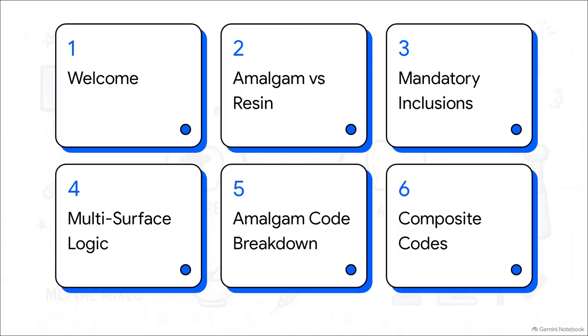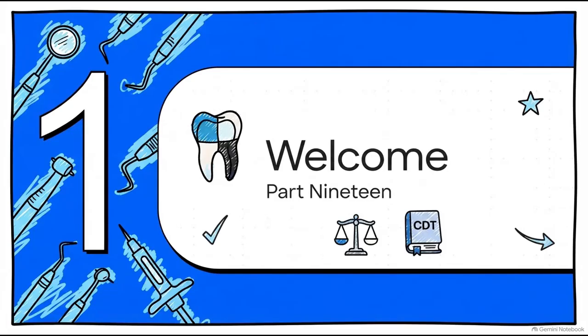Here's a quick look at our strict, rule-based agenda for this session. First, a welcome to Part 19. Then we'll break down amalgam versus resin composites, hit the mandatory inclusions rule, unpack multi-surface coating logic, and wrap it all up with an amalgam code breakdown, followed by a composite code breakdown. Starting things off with Section 1, welcome to Part 19.